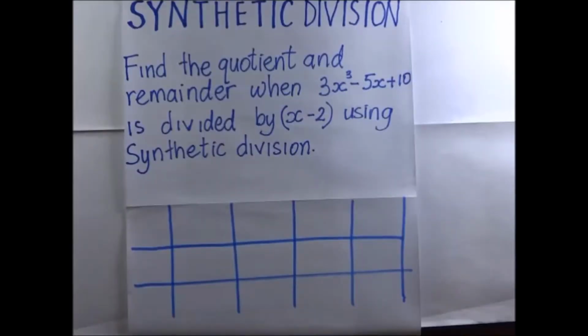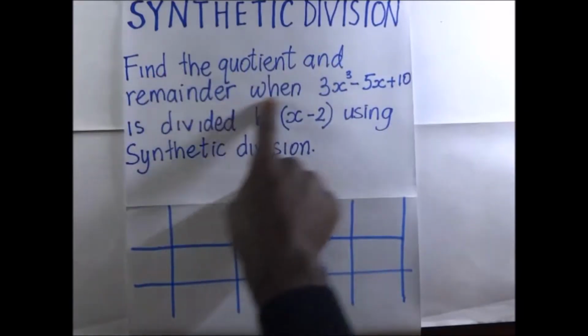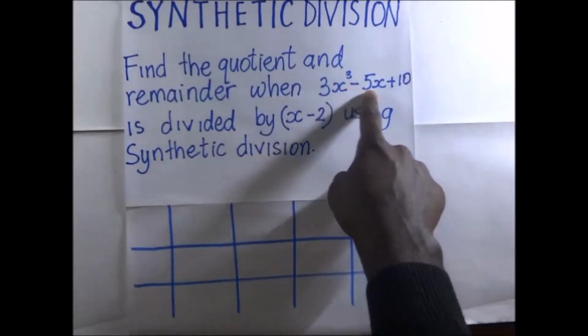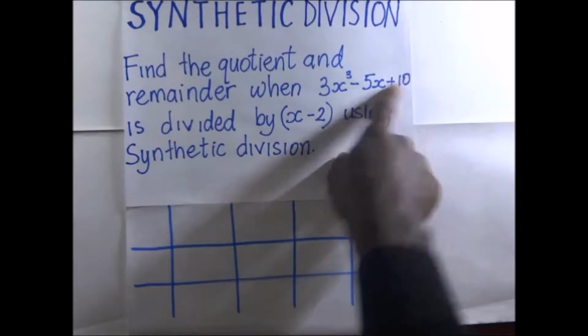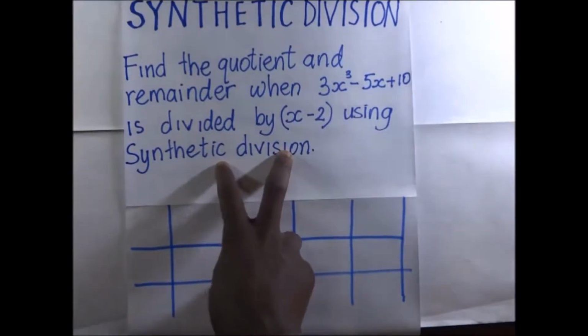Today we get to look at synthetic division. Synthetic division is simply a method that we can use to find the quotient and the remainder of a polynomial. But with this kind of method, we are simply going to detach coefficients from the polynomial and we work with coefficients. Use this example. Find the quotient and the remainder when 3x cubed minus 5x plus 10 is divided by that factor using synthetic division.